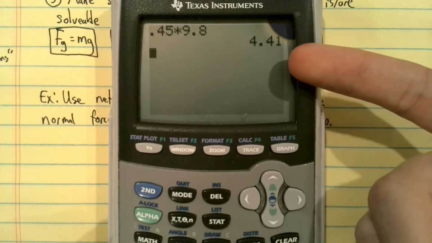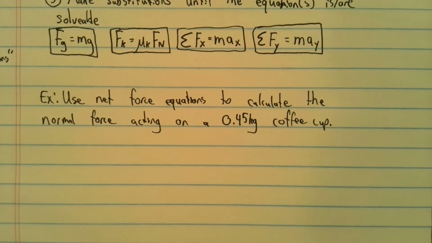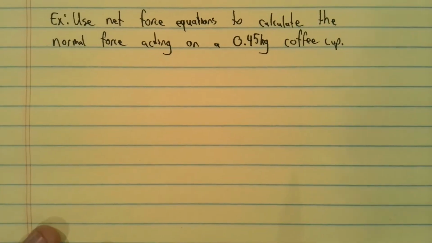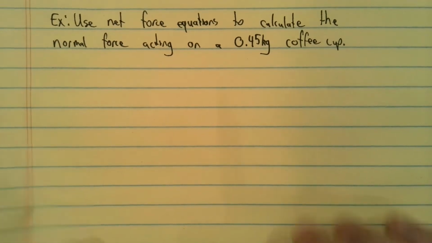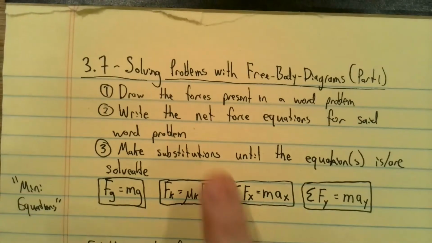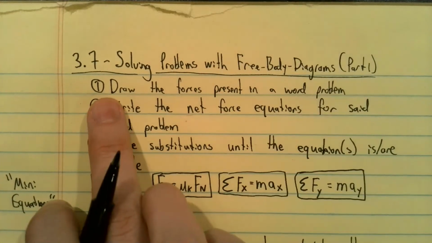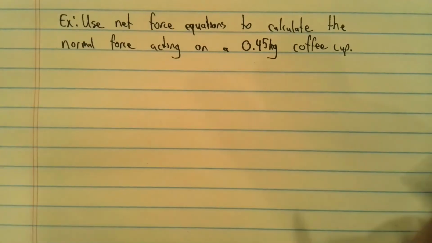So it should probably be the net force acting on the coffee cup. But we're going to prove that with these more complex net force equations. And although the net force equations aren't useful in this particular problem, it will help demonstrate how to use them. It's such an easy example. So what's step one? Well, step one when you're using net force equations and free body diagrams, we're going to draw the free body diagram. Draw the forces present in this word problem.